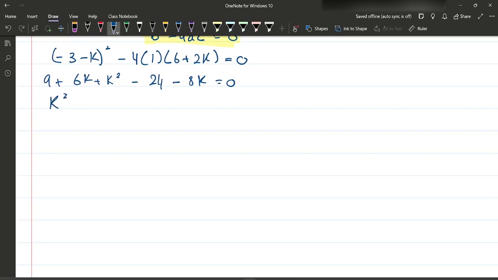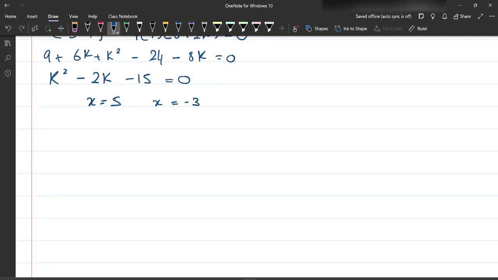Now I'm going to tidy up. So that's k squared minus 2k minus 15 equals 0. This gives me k equals 5 and k equals minus 3. But remember, before you do this, you have to show that you actually solved it, that you got it right. So x minus 5 and x plus 3 equals 0. Then you can write x equals 5 and x equals minus 3. Okay, so these are your values.